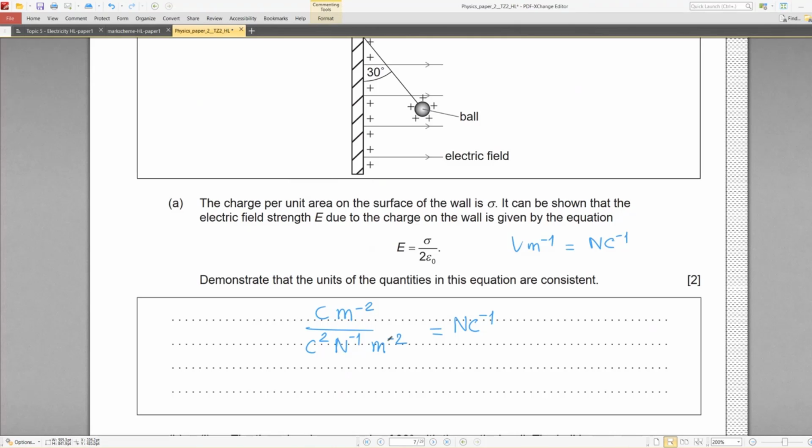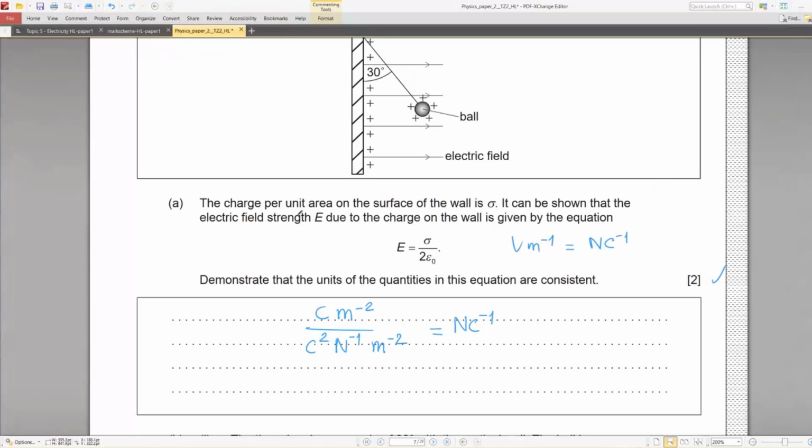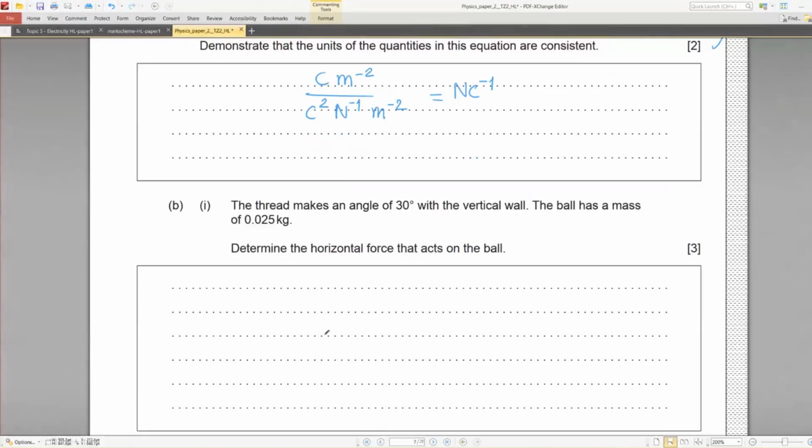So just write an equation like this, and you get 2 marks. Take the unit of epsilon 0 in the booklet, and the meaning of sigma is charge per meter squared, charge in coulombs.